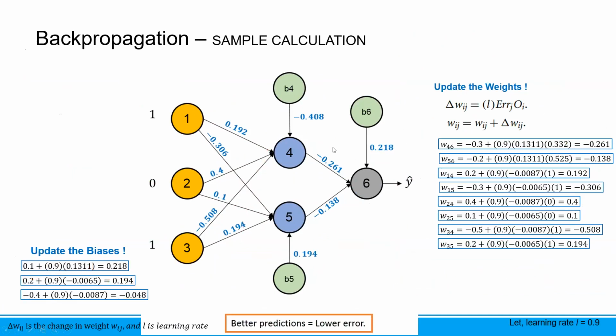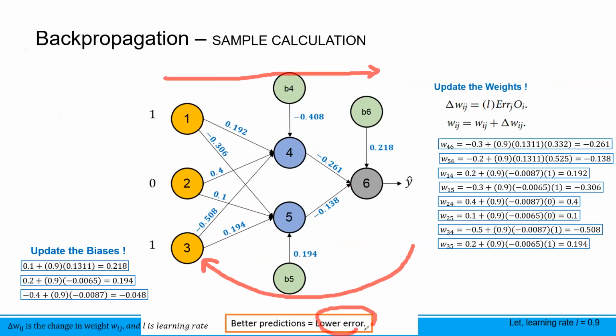What next? We will do the feed forward again. And again, when we finish, we will do the backward pass, until we get a lower error, or until we finish the number of epochs, or the number of iterations that we want to do.